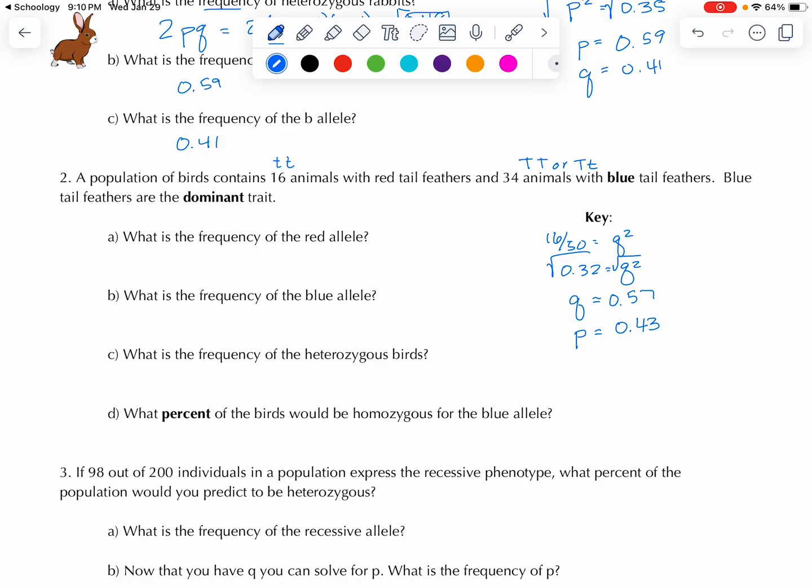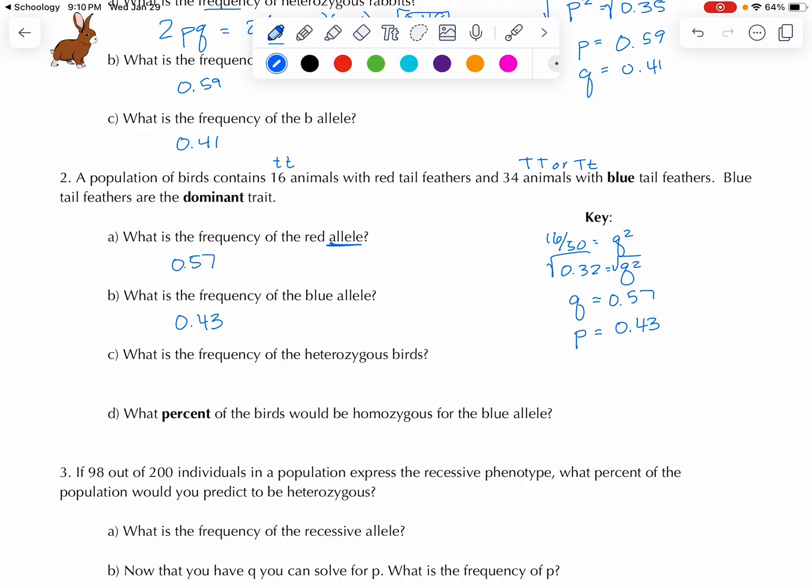What's the frequency of the red allele? Again, allele means letter, it's just a single letter. Red is the recessive letter, so it's just asking for q. That's 0.57. What's the frequency of the blue allele? Blue is the dominant allele letter, so that's going to be 0.43.